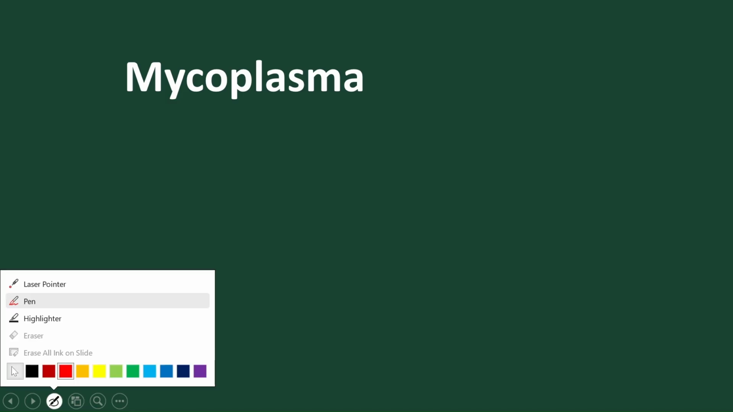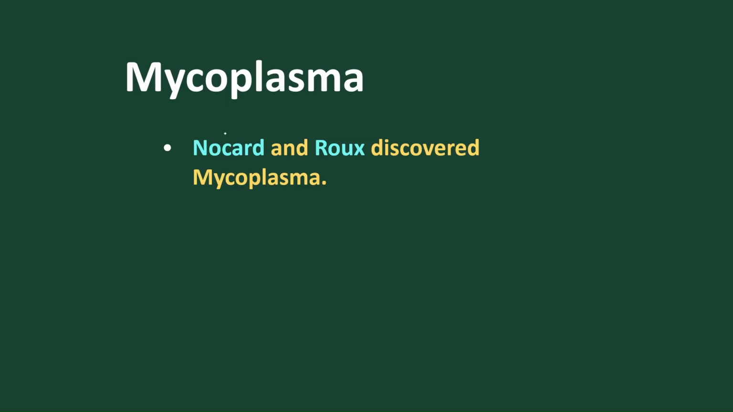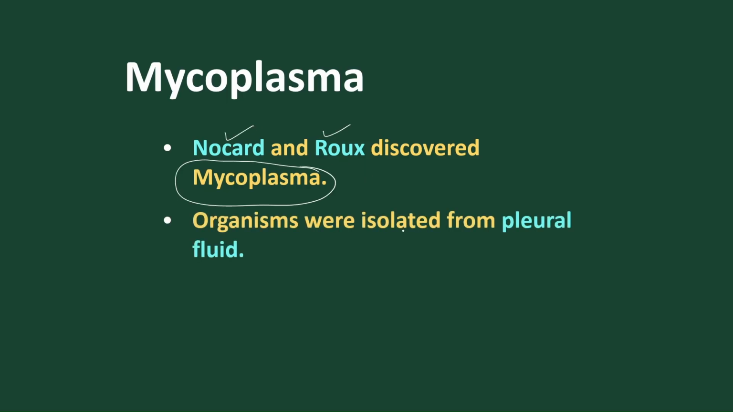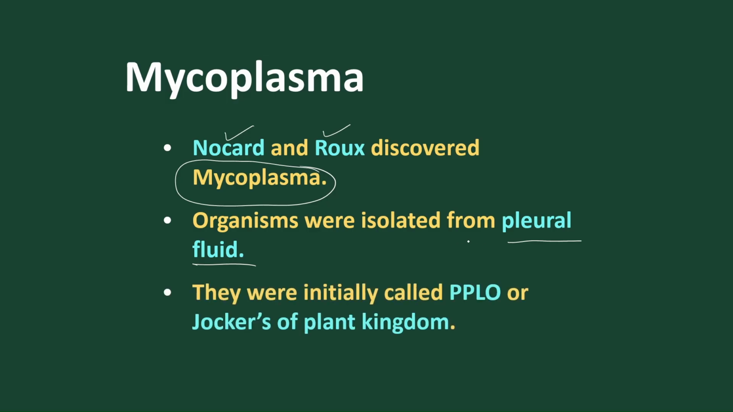Now let's start Mycoplasma. So what is Mycoplasma? Let's discuss Mycoplasma, its structure and life process. The scientists Nocard and Roux first discovered Mycoplasma, and it was discovered from the isolated pleural fluid of an organism. It is present in some organisms, and the fluid isolated from that particular organism contains this Mycoplasma.